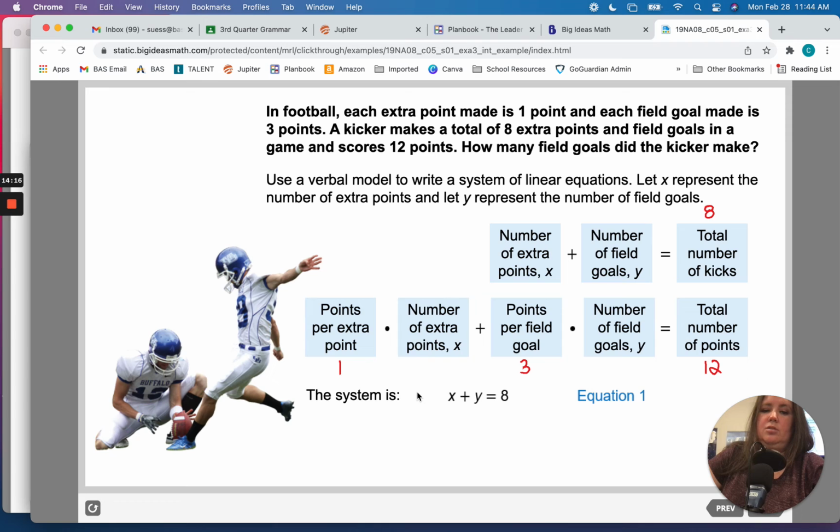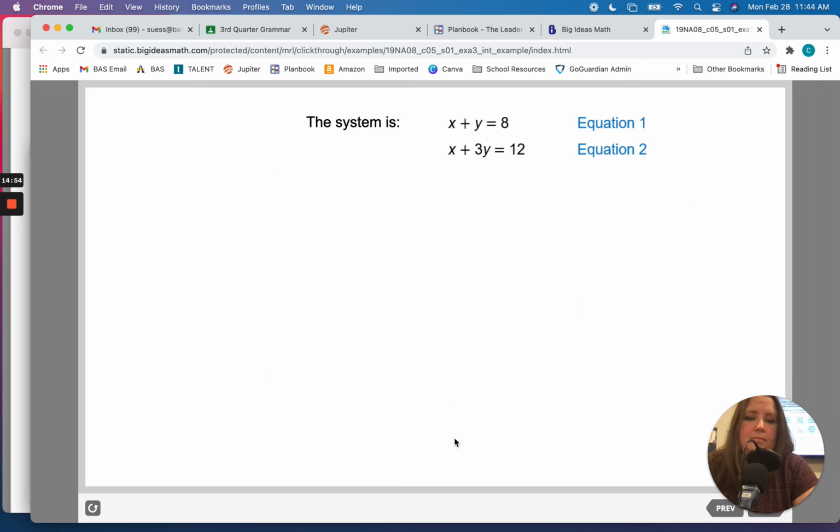Okay, so here's our two equations. x plus y equals 8. He got some points for running it in and some points for kicking it, for a total of 8 kicks. And then the other one is 1 point per run in and 3 points per kick, equaling 12 points. So there's our system. So can we solve this system for where they cross? Yes. They're going to graph it, but we're going to do it algebraically probably.